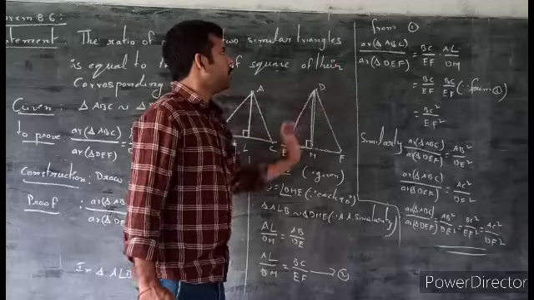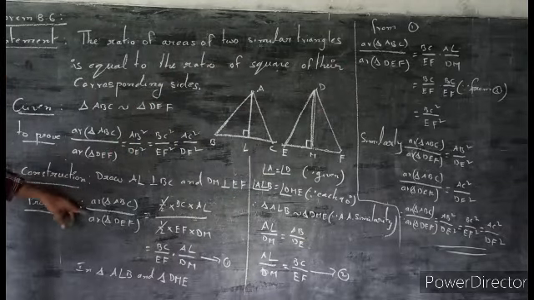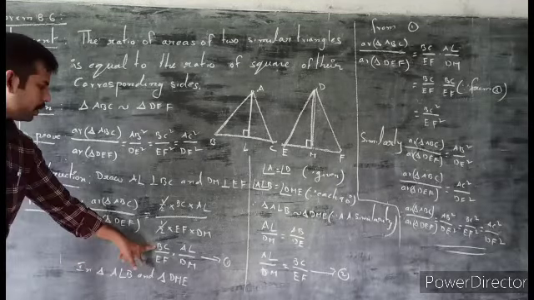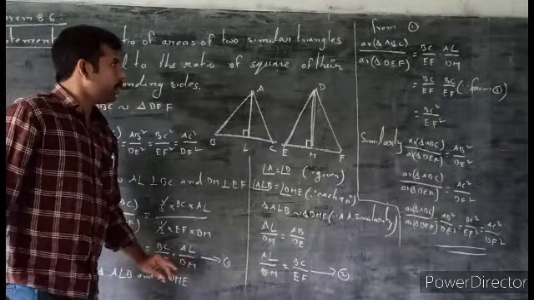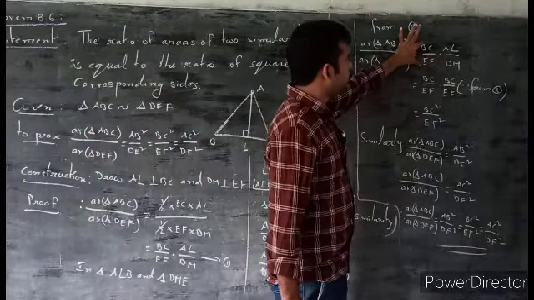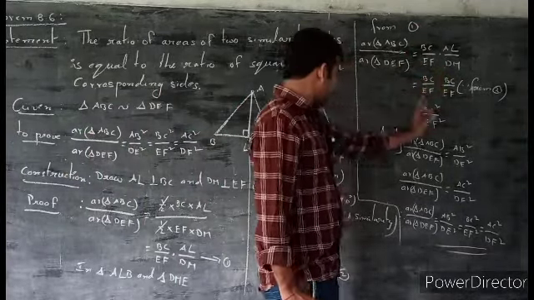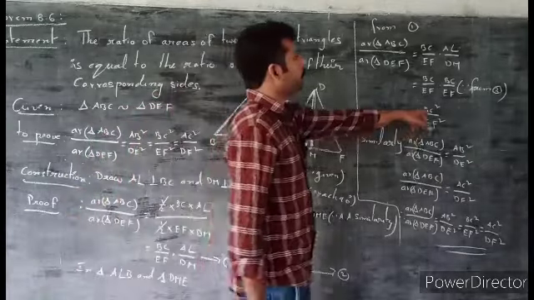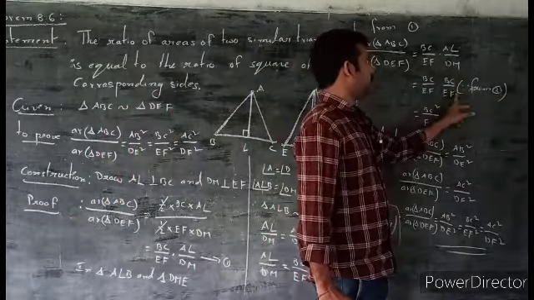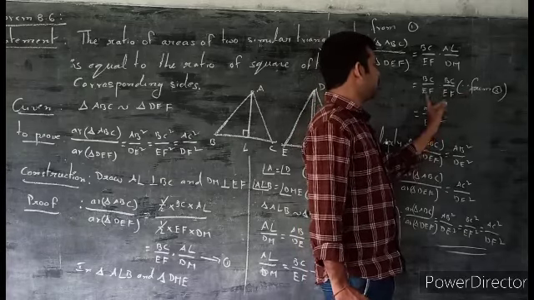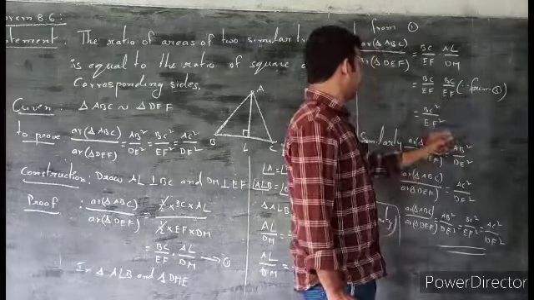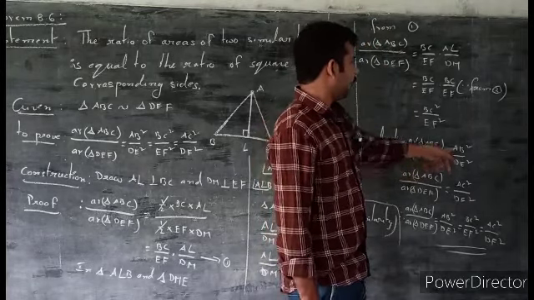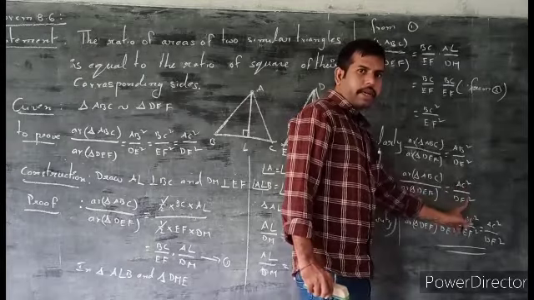Next, from equation 1: area of triangle ABC by area of triangle DEF equal to BC by EF into AL by DM. The AL by DM value is the BC by EF value from 2. Substituting, BC into BC is BC square, EF into EF is EF square. Similarly, area of triangle ABC by area of triangle DEF equal to AB square by DE square and AC square by DF square.